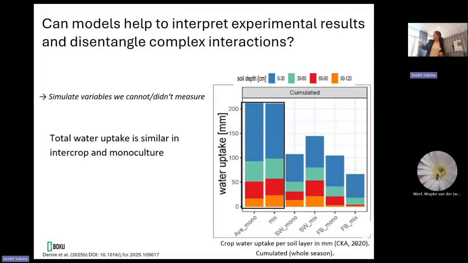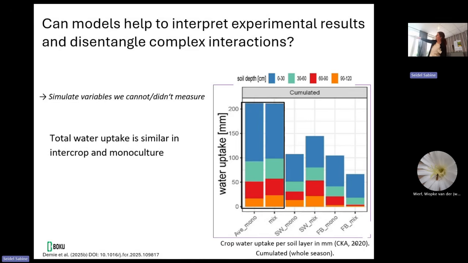And what you can see here, it's a bit difficult, but once you understand it, it's not so difficult anymore. So it's the water uptake in millimeters, and this bar here accumulated over one season. So it's just for one of the seasons. And this bar here is the average of the two monocrops, and this is the simulated value for the mixture.